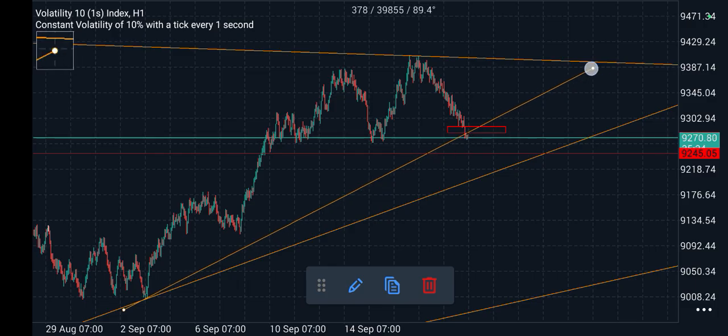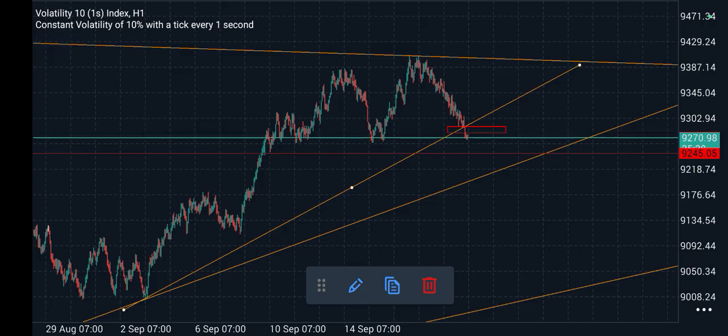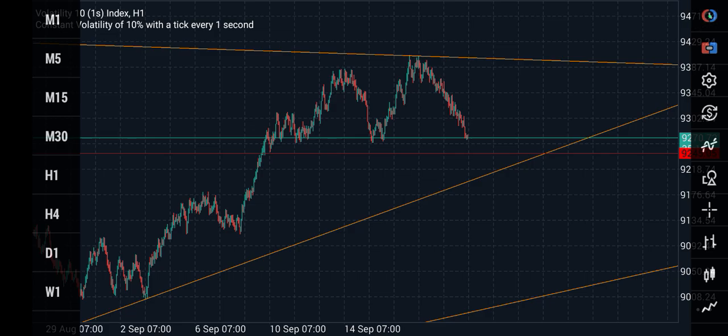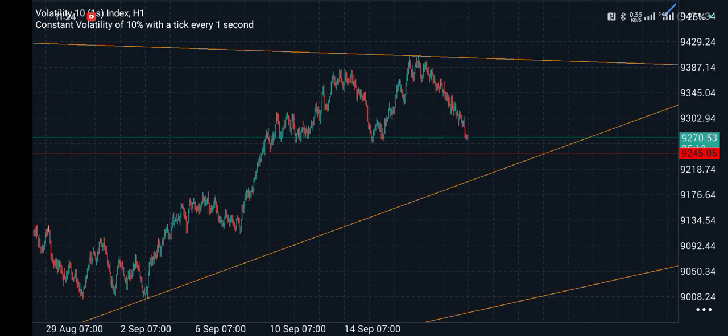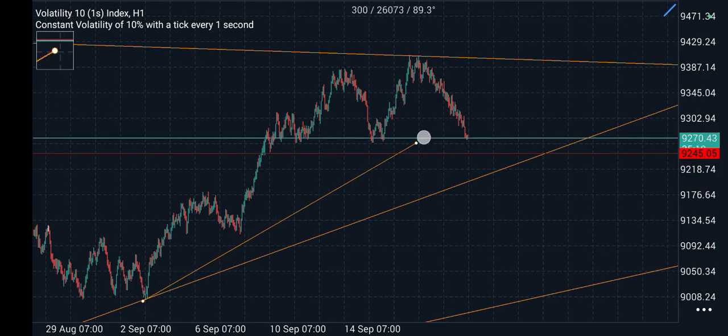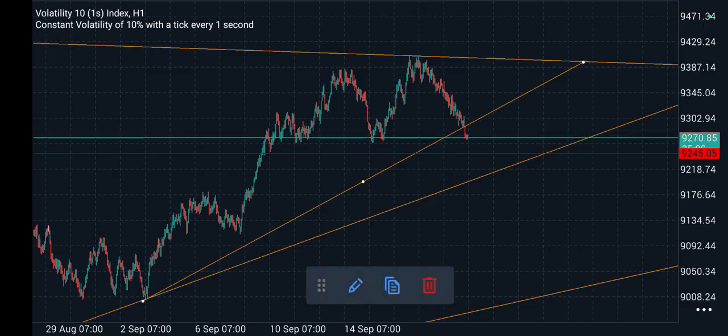So now here, I have a breakout already. I'm waiting for a retest here, and if you notice, my retest is going to fall under my imbalances. So now what do I do? So what do I do here? What do I do here now?